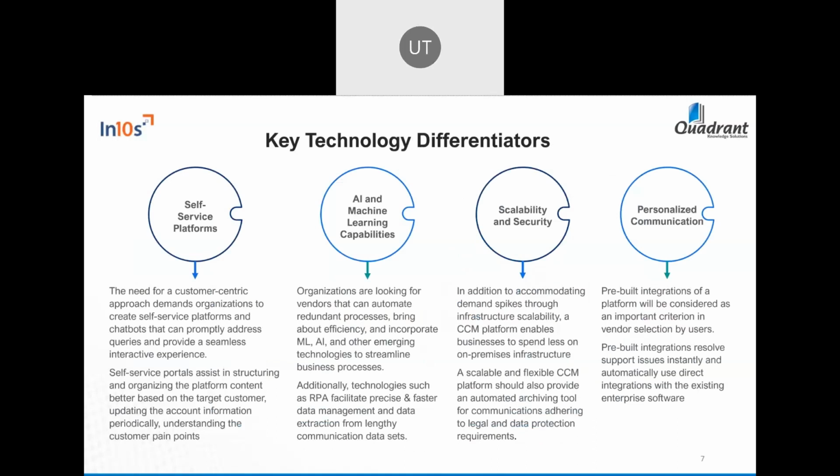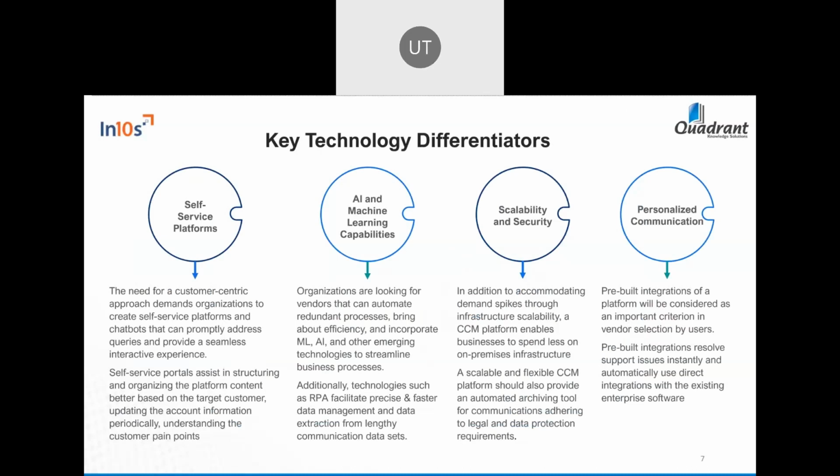Now, you might be thinking, what technology differentiator? What differentiates one vendor from the other? So that's a question on the mind of many of the end users. So I'm picking up 4 of the key differentiators from a recent CCM report, and we can just walk you through these 4 differentiators that we feel. There are many actually, but I'm just picking 4 of them for now.